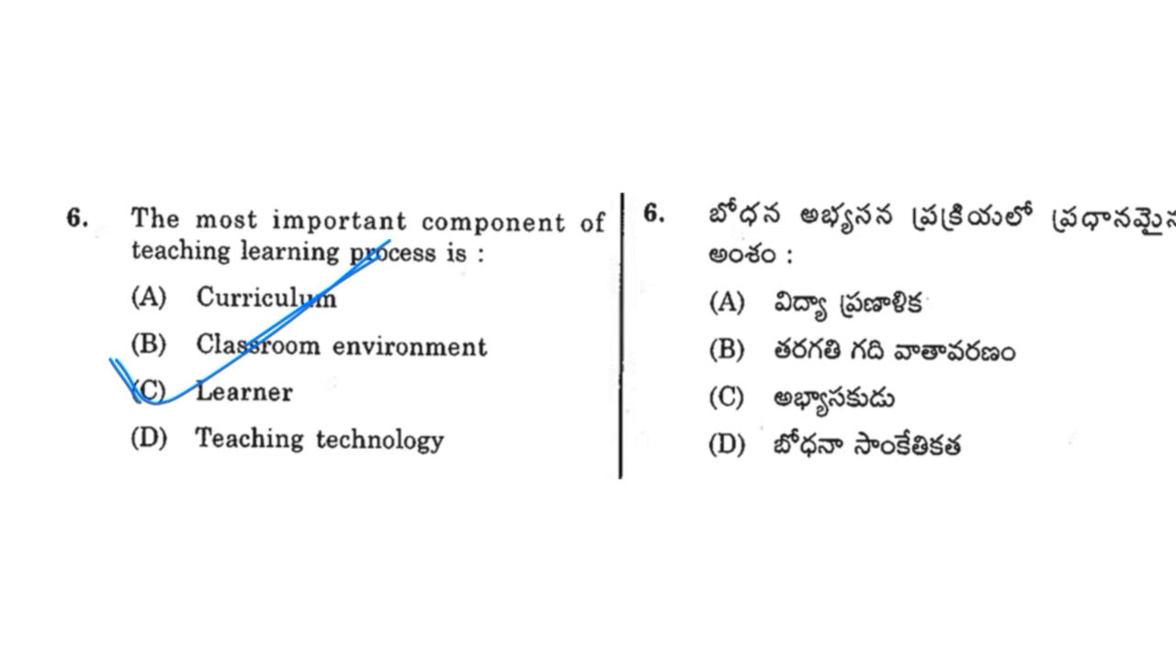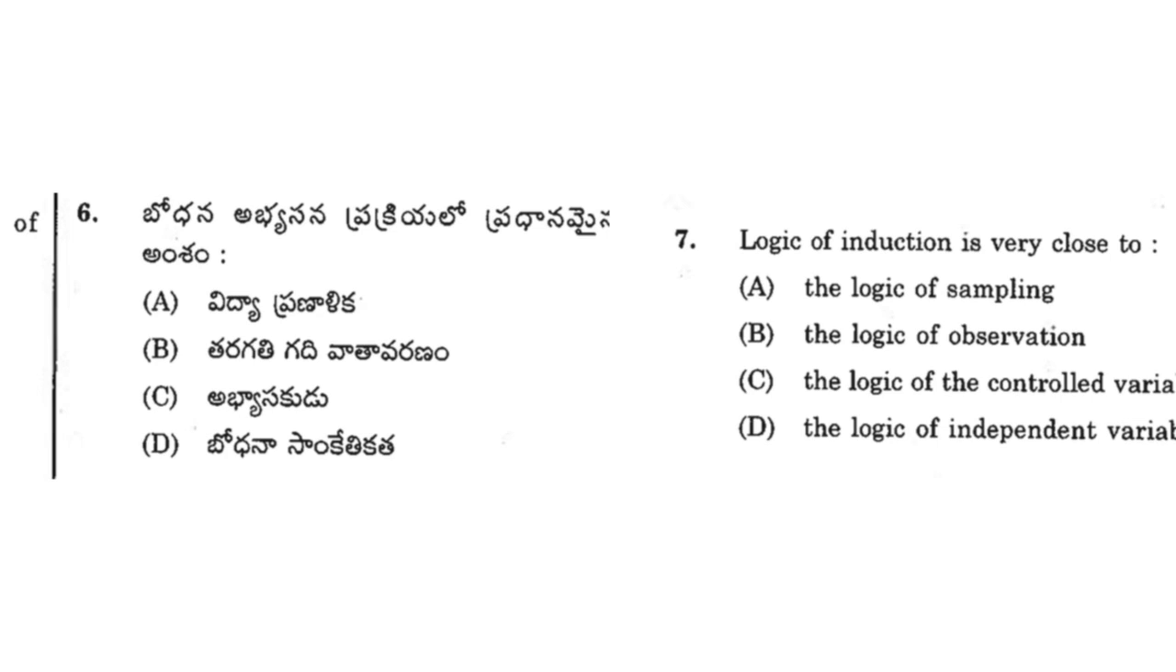In the teaching learning process, the learner is the central and most important component. All other elements, curriculum, teaching methods, classroom environment, are designed around the learner's needs, abilities, interests, and learning outcomes. Modern education follows a learner-centered approach where the goal is to facilitate meaningful experiences for the student. Next question.